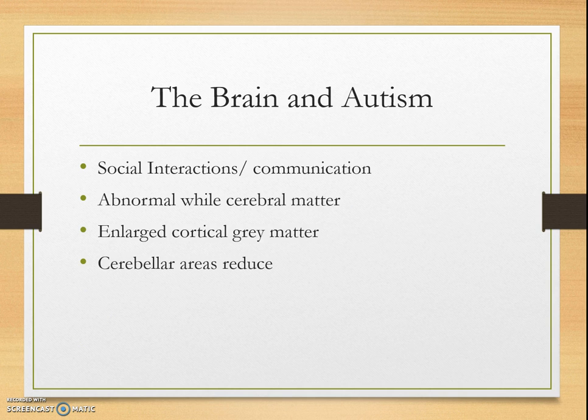The brain and autism. Autism is most commonly marked by lacking in social interactions and communication with others. Recent studies have shown that people with autism have abnormal white cerebral matter and enlarged cortical gray matter throughout the brain. As they grow older, the cerebral areas reduce, which is thought to be the cause of the lack of ability to communicate with others.